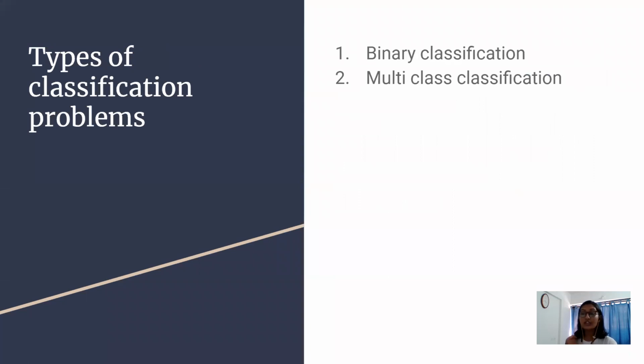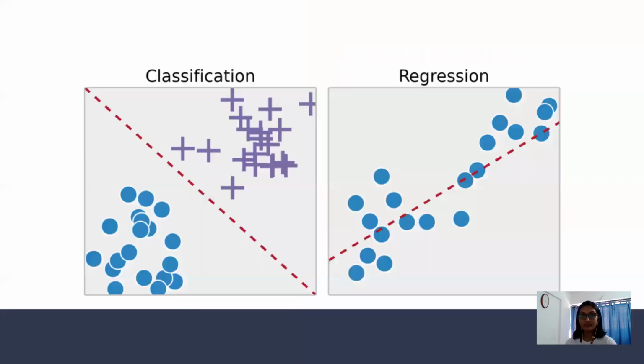Now, there are majorly two types of classification problems. The first one is binary classification. This is the typical example of email spam detection, wherein if the email is spam, then we give it the value as 1. And if the email is not spam, then we give the value as 0. The second one is multi-class classification. This can work for handwritten character recognition, where classes can go from 0 to 9.